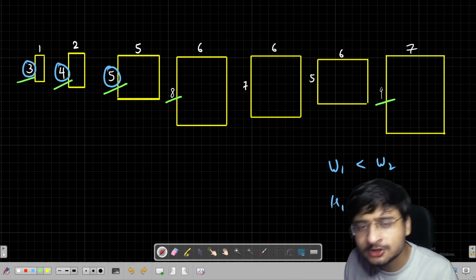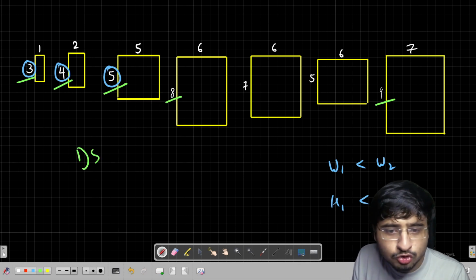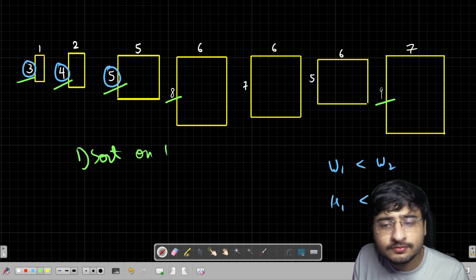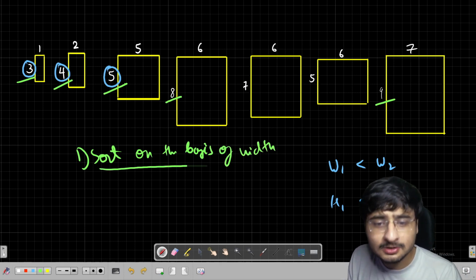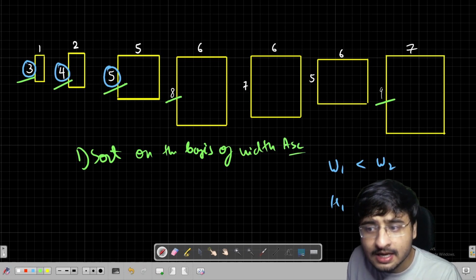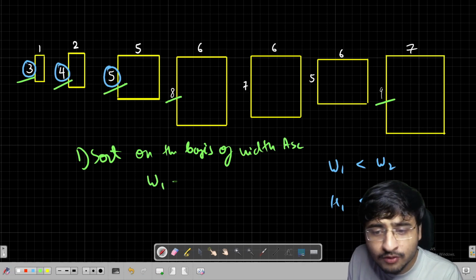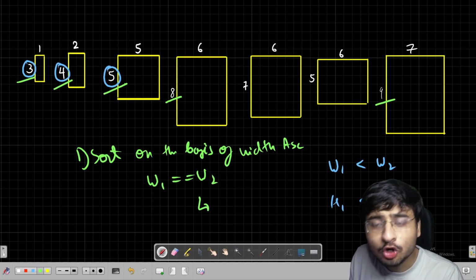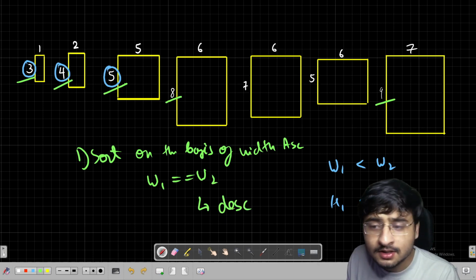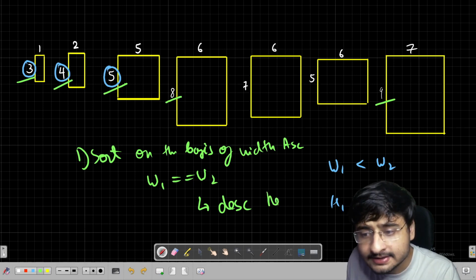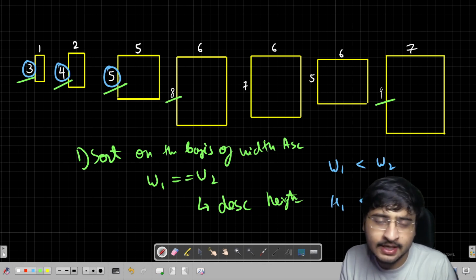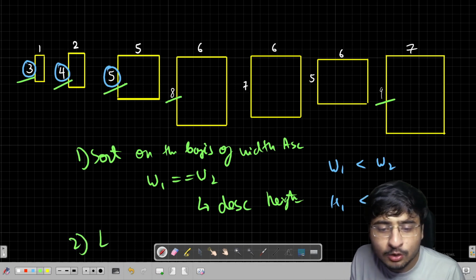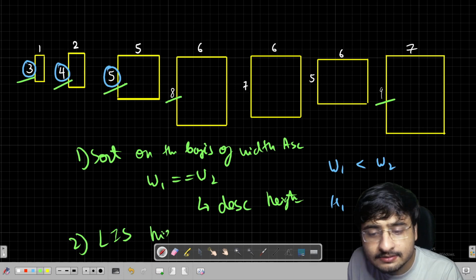So what is the overall solution for this problem? First step is to sort on the basis of width in ascending order, and if widths are equal, if w1 is equal to w2, then sort on the basis of descending order of heights. And then, to find the maximum count of envelopes I can enclose one inside another, to of course get the answer itself, the second step is to calculate the LIS on the basis of heights.